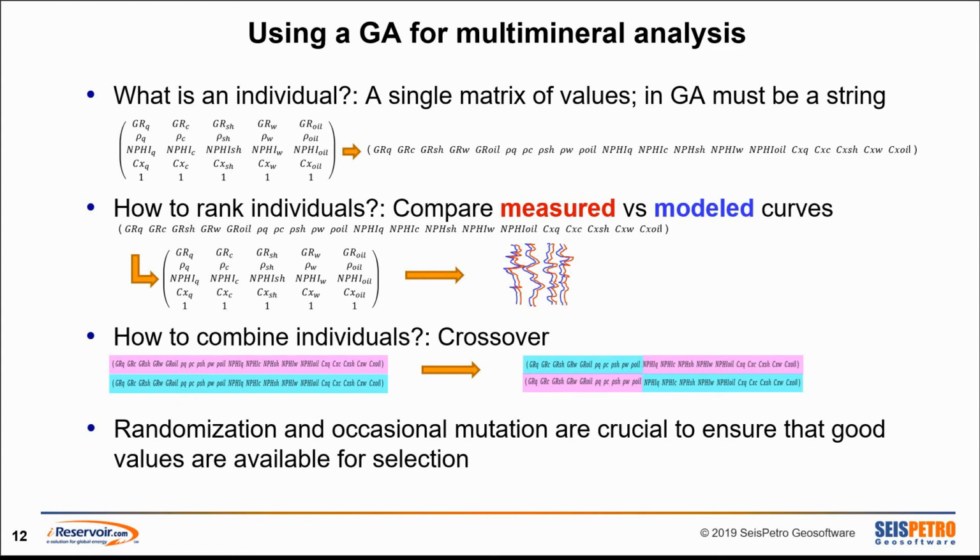Finally, randomization of the individuals and occasional mutations are crucial to ensure that good values are available for selection at every time.